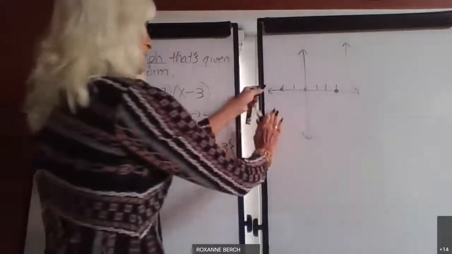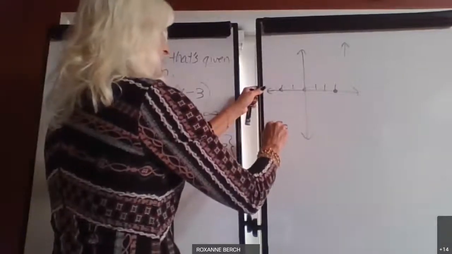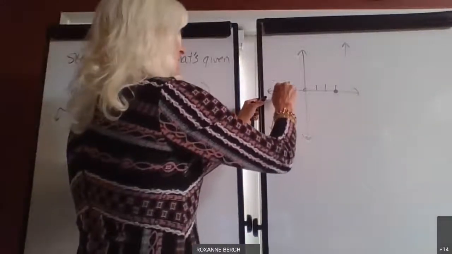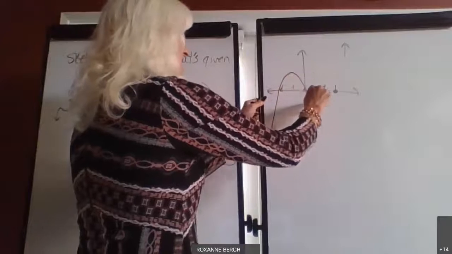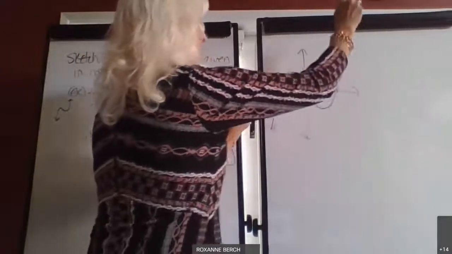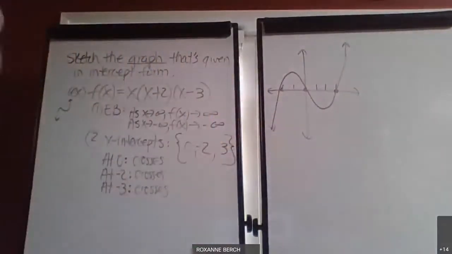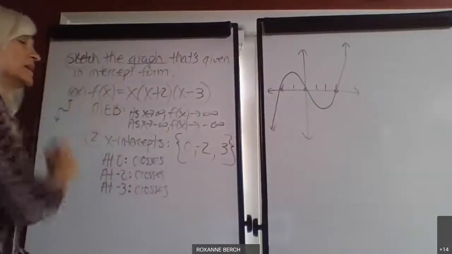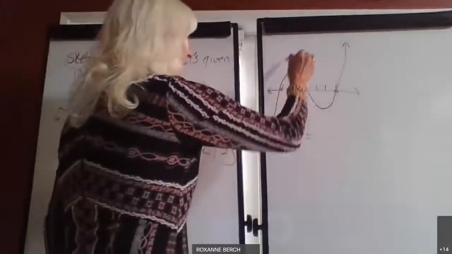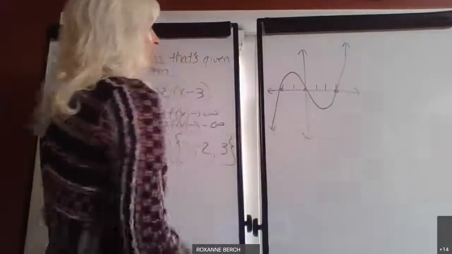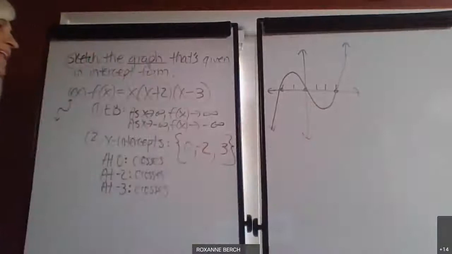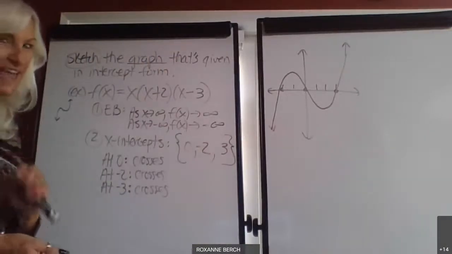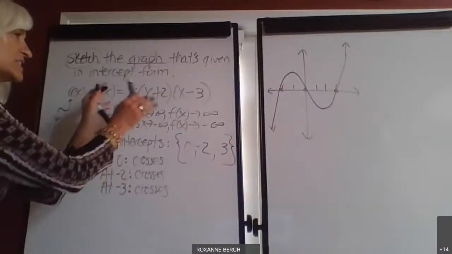So we're going to start down here. And what do we do at negative 2? We cross. What do we do at 0? We cross. What do we do at 3? We cross. And voila, there's your graph. Now, here's the deal. This is a sketch. So we don't know how high this goes or how low the valley is, but it looks something like that. So that's a very good sketch of what this looks like.